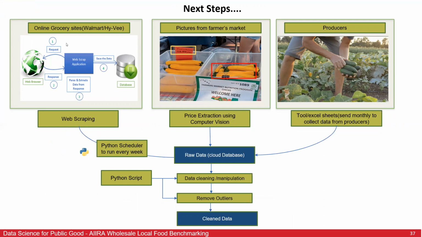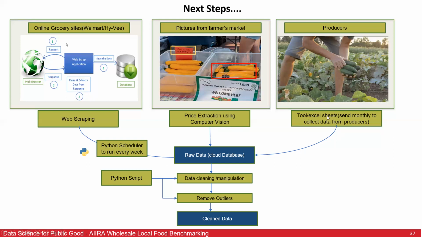Moving forward, this is a diagram of what we think could be the next steps. We'll continue with the web scraping process, and then add going out to the farmers markets and gathering pictures. Then we would add a computer vision asset to this, so we would be able to extract prices.